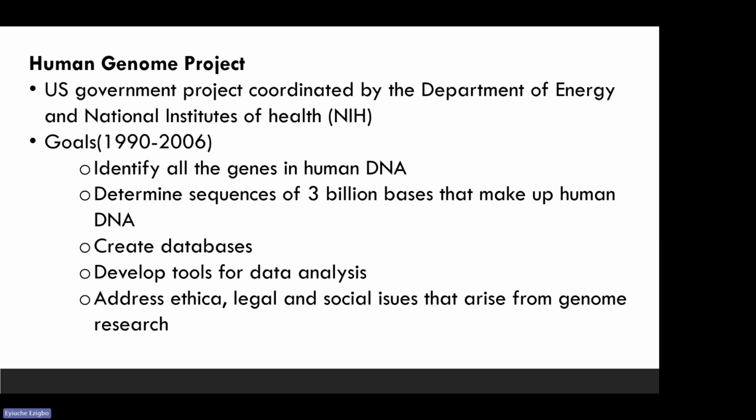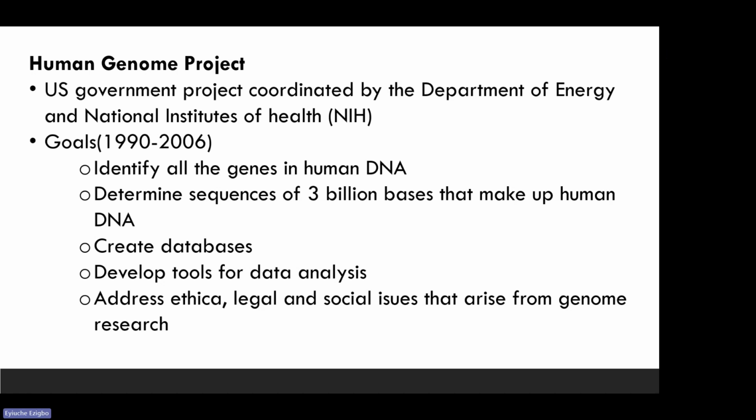So also the US government started the Human Genome Project after PCR methods and other molecular techniques came on board. The US government project was coordinated by the Department of Energy and the National Institutes of Health. The goal of this Human Genome Project is to identify all the genes in human DNA, and they have achieved that. All the genes in human DNA have been identified.